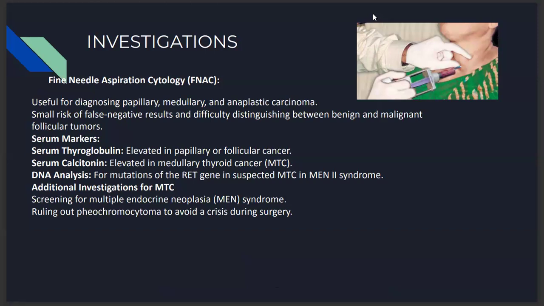Serum markers: serum thyroglobulin is elevated in papillary or follicular cancer. Serum calcitonin is elevated in medullary thyroid cancer. DNA analysis for mutation of the RET gene in suspected MTC in MEN2 syndrome. Additional investigation for MTC: screening for multiple endocrine neoplasia syndrome, and ruling out pheochromocytoma to avoid a crisis during surgery.